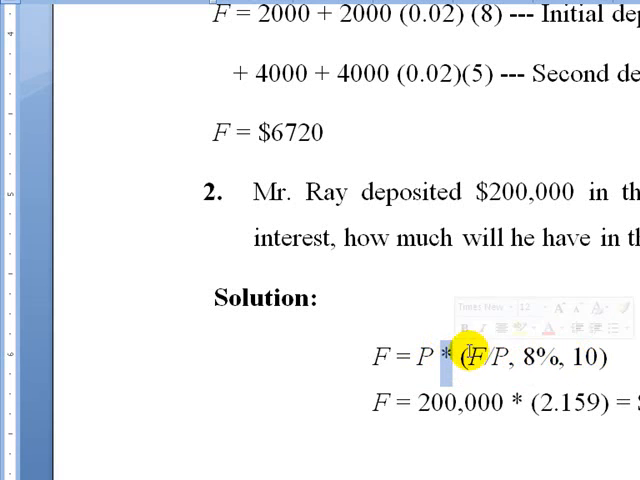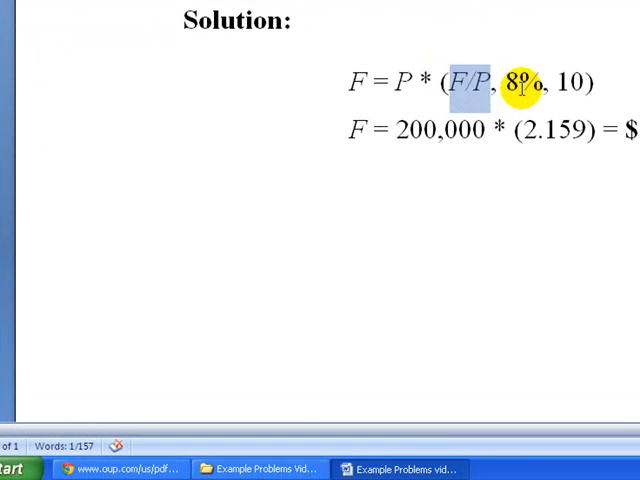So what is this term here? F given P is a factor that we need to find out, and we use that factor to multiply P, the present worth, by that F given P factor, and that will give us the F value. But how do we find the F given P factor? That factor depends on the interest rate and the number of years. In this case the interest rate is 8% and the number of years is 10, right?